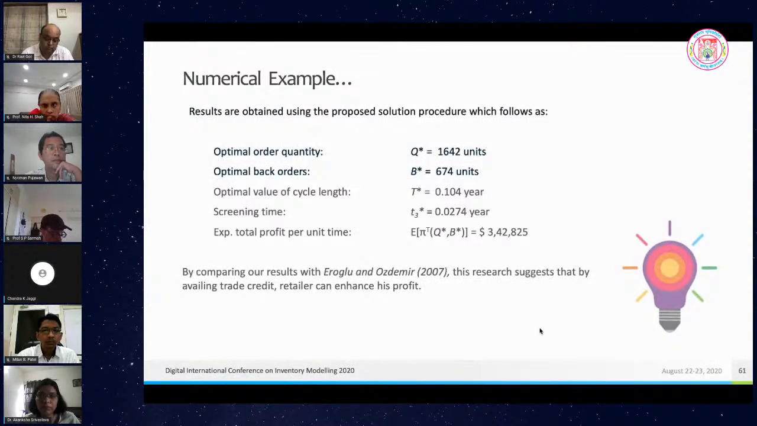And the optimum order quantity comes out to be this. The back order quantity comes out to be this, and this is the optimum cycle length, and the screening time comes out, and the total profit comes out to be this much. By comparing our results with the earlier paper, the results suggest that by availing the trade credit, we can enhance the profit. Basically, we compared it with the 2007 paper, and we found that with the help of trade credit, we are able to increase our total profit.